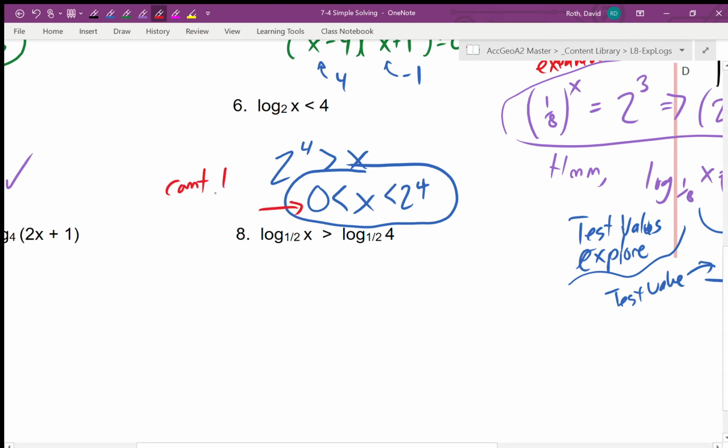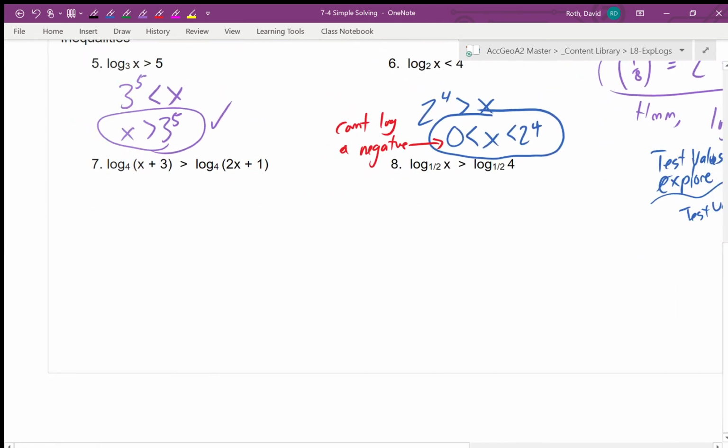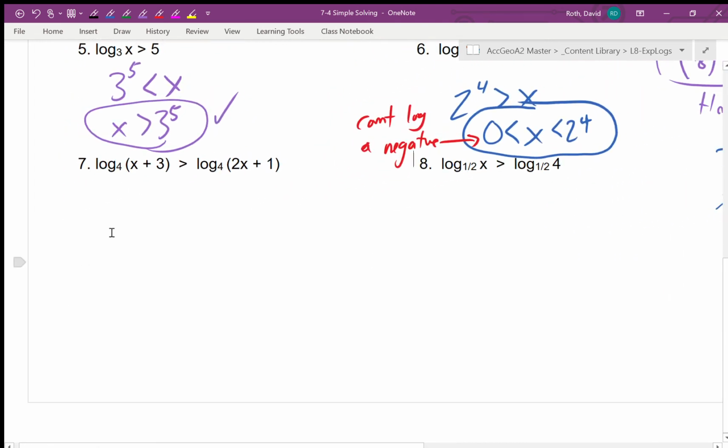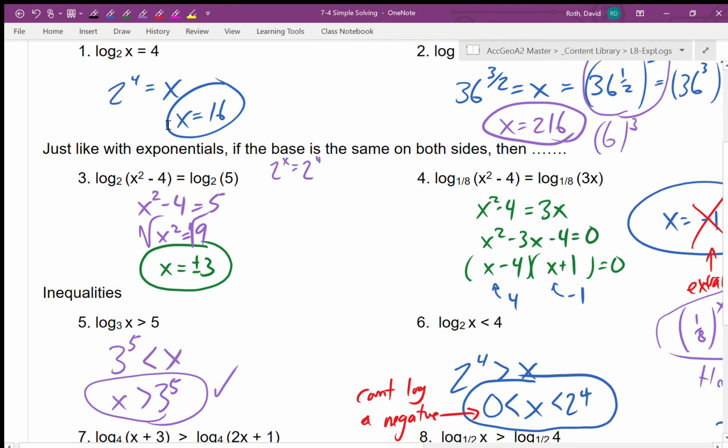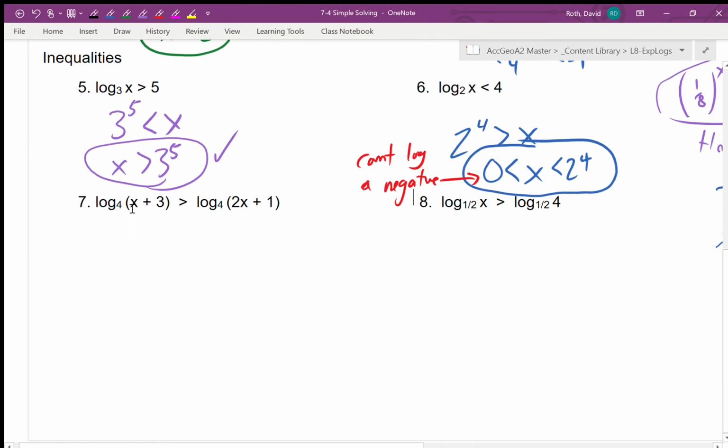Can't log a negative. And okay, let's keep charging through. Let's try this one out, see how this one works. Well, it looks like we're going through the same process we did up here with equals. And now, best I can think, if the log base 4 of this is greater than the log base 4 of that, then this must be greater than that. So I'm just going to write x plus 3 greater than 2x plus 1.